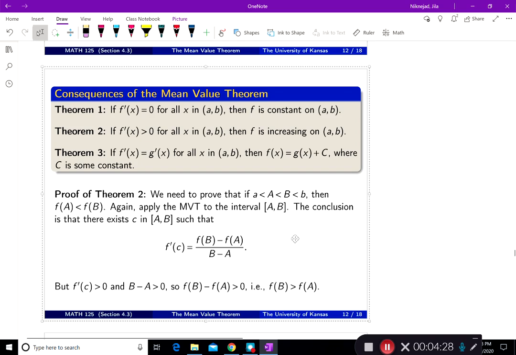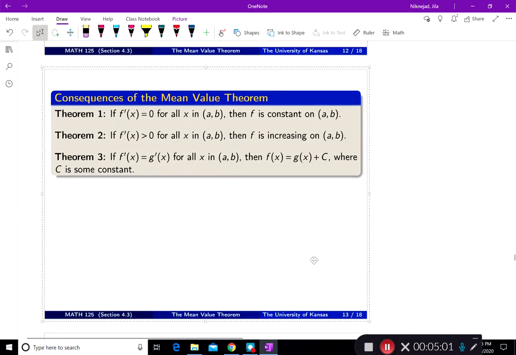So this is something that we've been using a lot so far, part 1 and part 2, but we didn't know that they were a consequence of the mean value theorem. And so part 2 of the theorem basically says if f prime is bigger than 0, then f is increasing on (a, b).